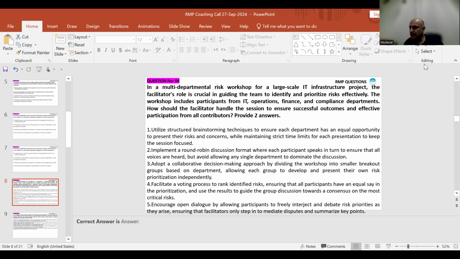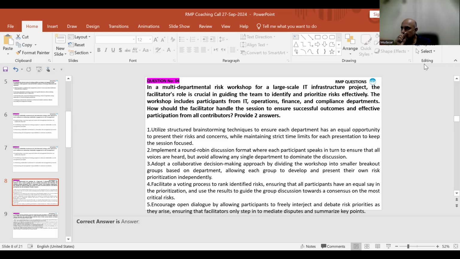I would reject option number D because I want everybody to participate. It says only mediate disputes and summarize key points. I would reject option number 5, number E. Oh, sorry, yes, I would reject option number 5.